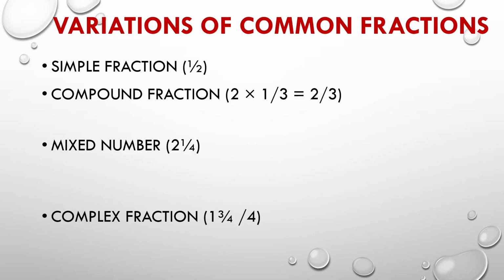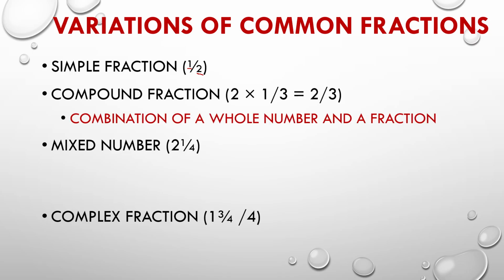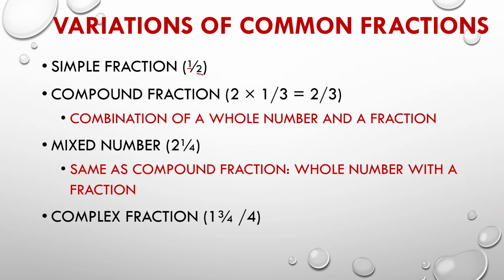So some of the variations of common fractions. Again, a simple fraction is where the numerator, that top number, is smaller than the denominator. We can also have some kind of weird compound fractions, and this is where we have a combination of a whole number and a fraction. So we're compounding it. Then a mixed number is when we have a whole number and part of the fraction, so 2 1/4 is listed here. So we have that whole number and a fraction.